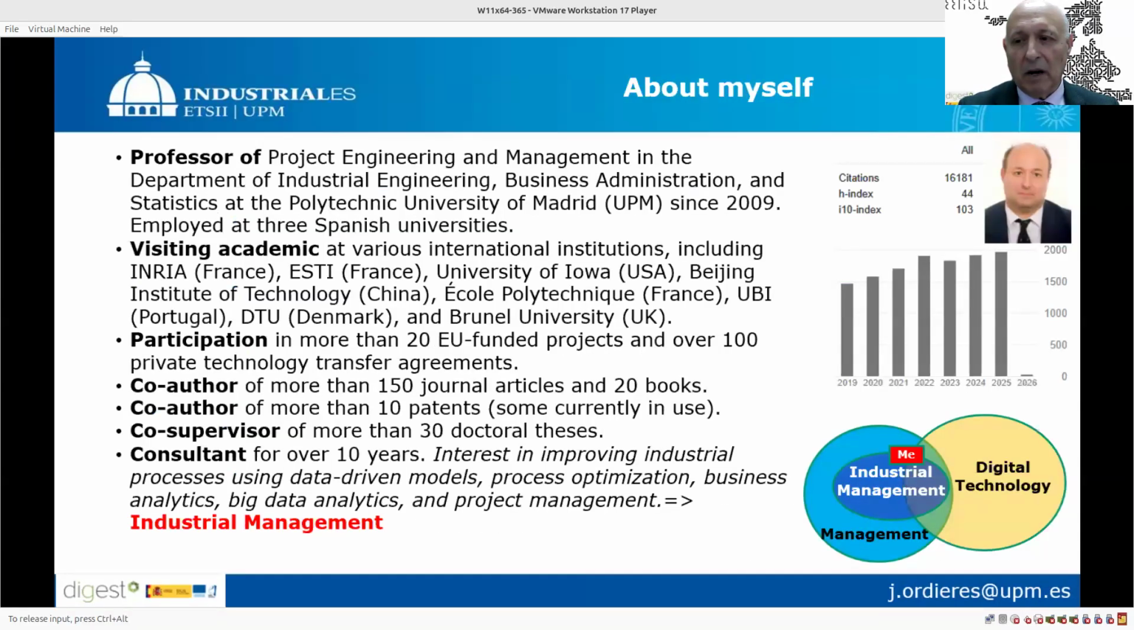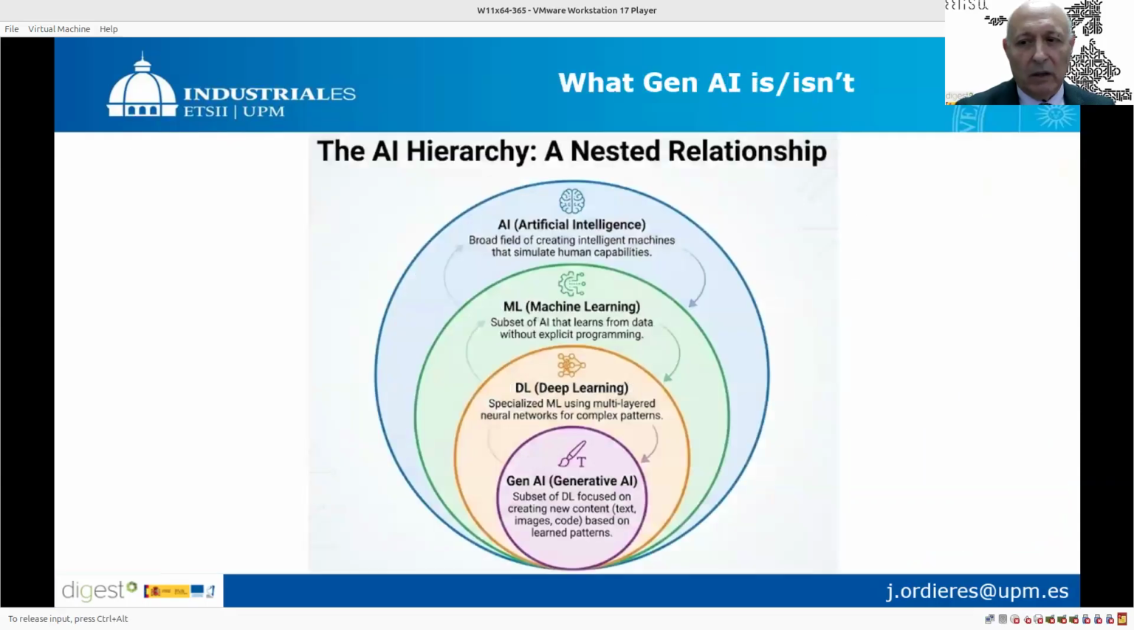Before starting properly, some details about me. What is important is where my research is located. I'm in the middle between digital technologies and management, industrial management as a relevant topic. And then, after this presentation, I think we can go forward to deal with what generative AI is.